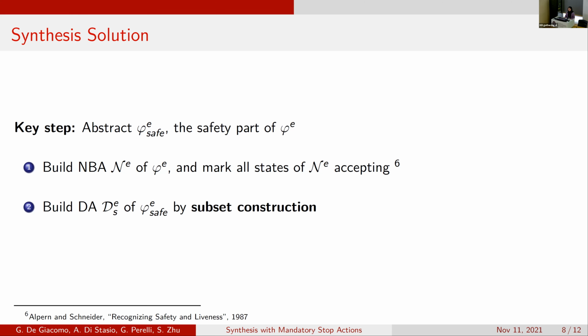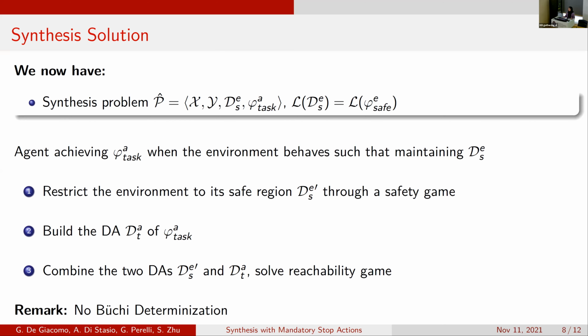So for solving this problem, the key step is abstracting the safety part from the given environment specification. Actually, we can just build the non-deterministic Büchi automaton of the specification and mark all of the states as accepting states. And we can even determinize it by subset construction instead of having complicated Büchi determinization. And now we have this reduced problem.